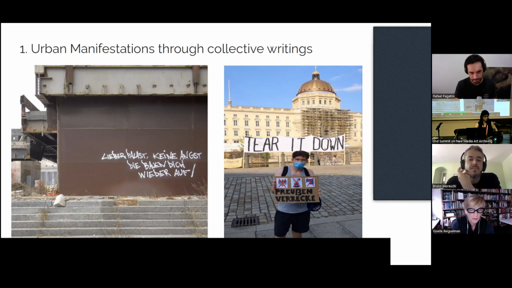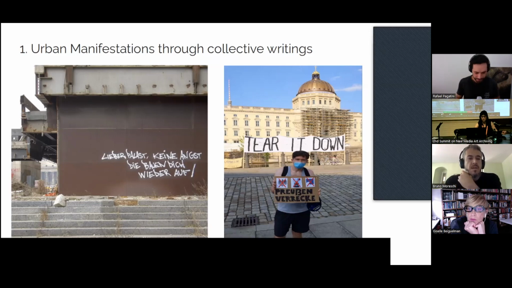And just to show a little bit of these categories again about the Humboldt Forum. One of these categories that I'm creating is using the idea of collective writing, comparing the hashtags with some manifestations that people are doing with graffitis in this space, basically combining opposite discourse.